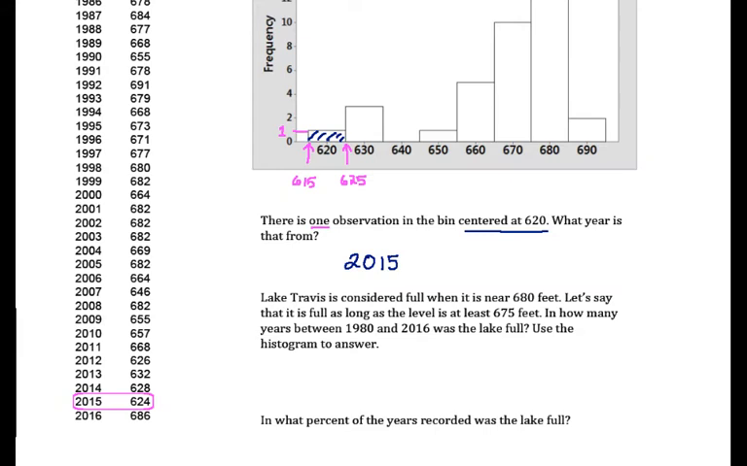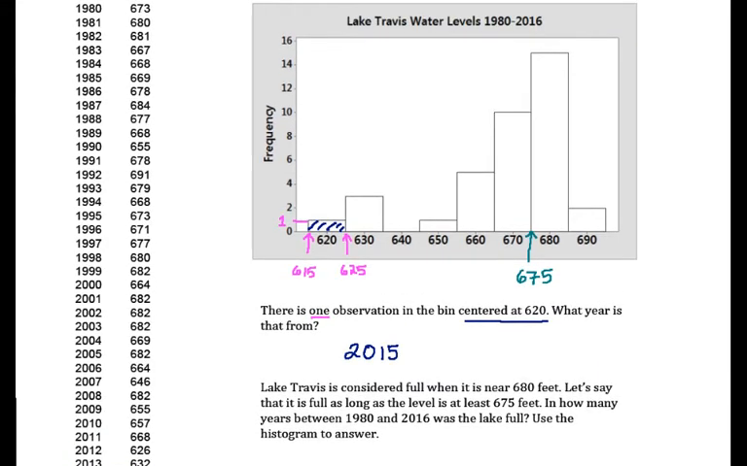Now, Lake Travis is considered full when it's at 680 feet, but let's just for simplicity say if it's above 675, we're going to consider it full. The reason I'm choosing 675 is that it is a break point here, and that way we don't have to try to estimate half a bar, right? So here's 675. Everything that's above 675 is going to be in bins to the right of 675.